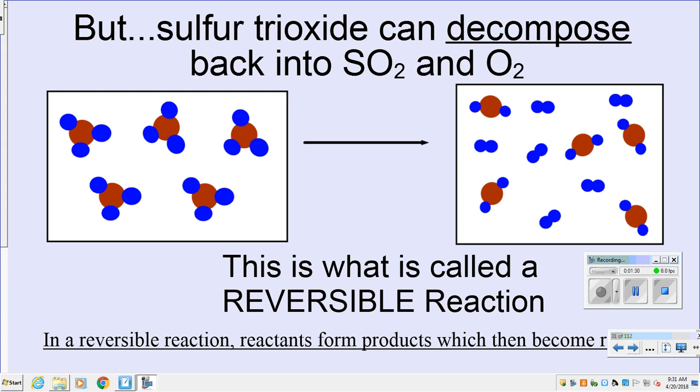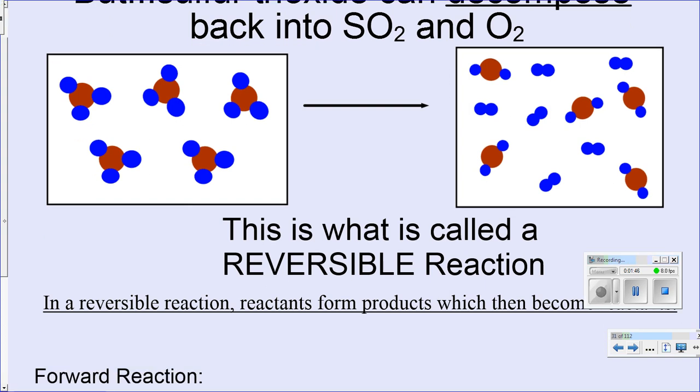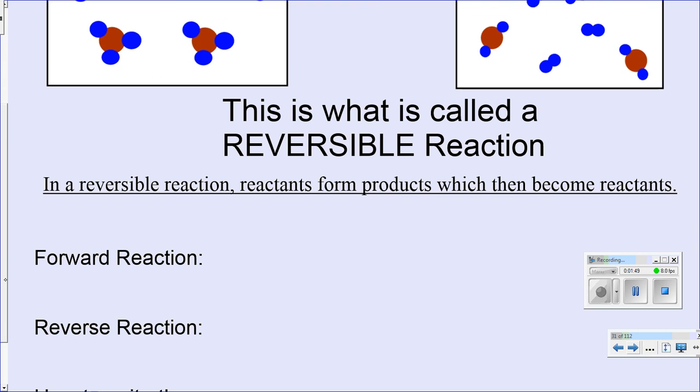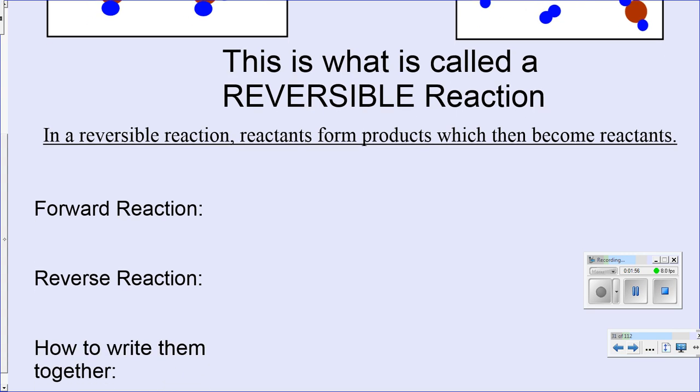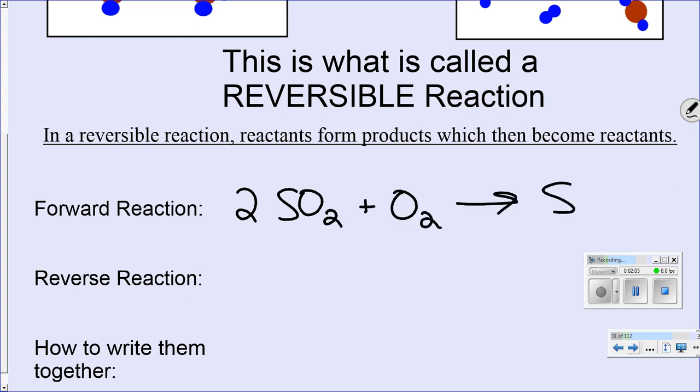So this is what's called a reversible reaction, because it can go in either order. Once you've made SO3, that's not a permanent product. You can decompose it back into SO2 and O2, and those SO2 and O2 can continue to form SO3 as well. So this is what we call a reversible chemical reaction. In a reversible reaction, reactants can form products, which can then form reactants again.